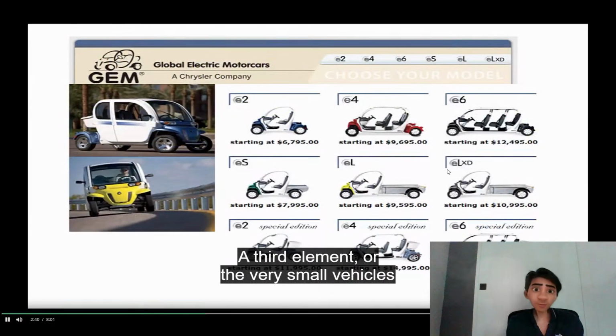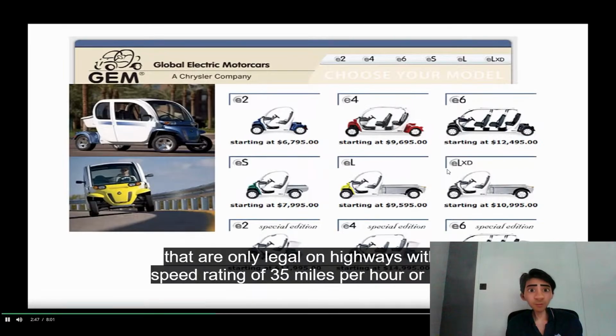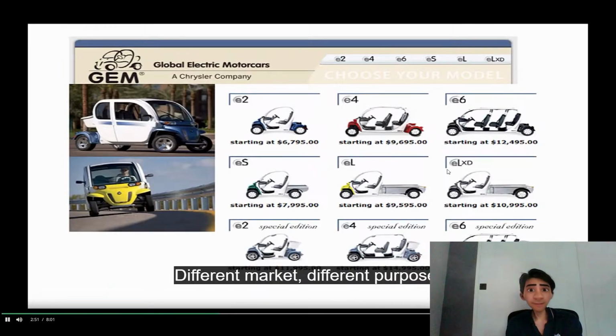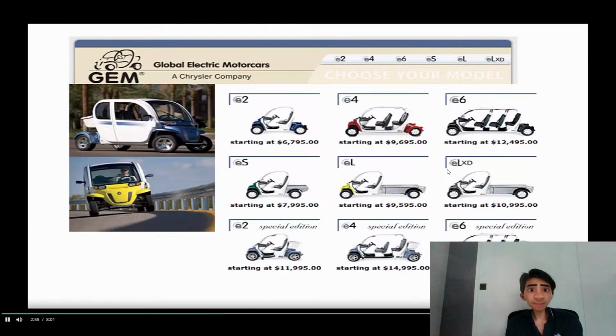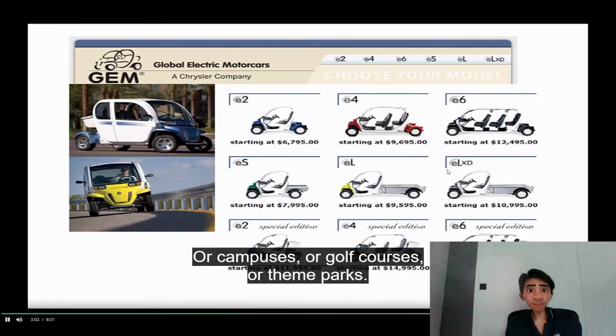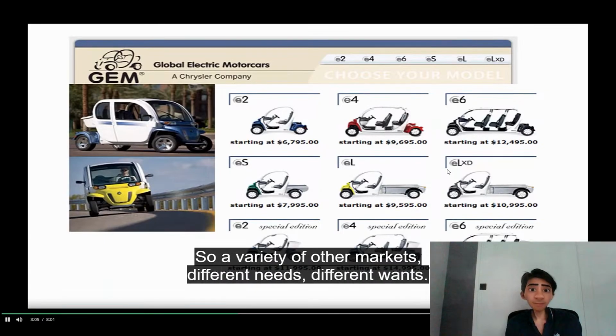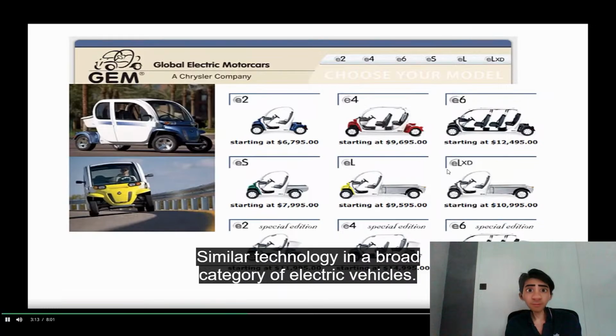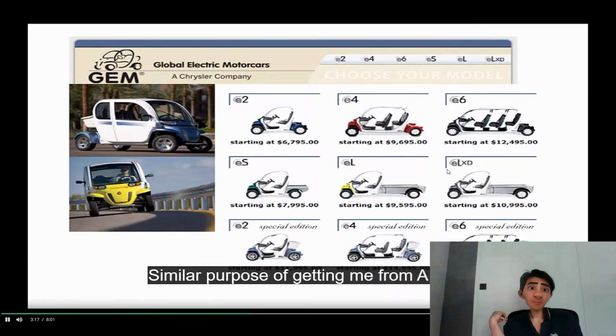A third element are the very small vehicles that are only legal on highways with a speed rating of 35 miles per hour or less. Different market, different purpose. Still all electric, but perhaps more oriented towards resort communities, or golf course communities, or campuses, or theme parks. So a variety of other markets, different needs, different wants, similar technology in a broad category of electric vehicles, similar purpose of getting me from A to B, but a different approach, a different need that they're fulfilling.